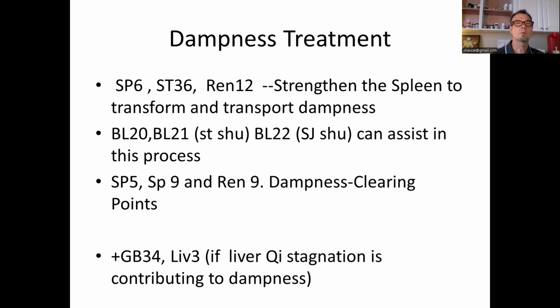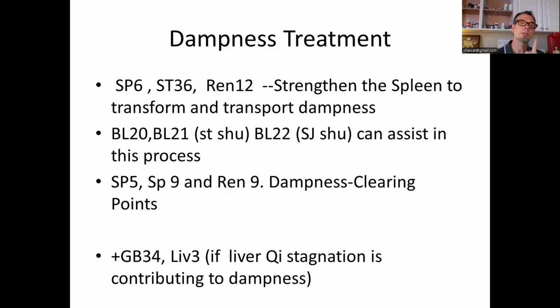Bladder 20, bladder 21, the back shu points. Bladder 20 is the spleen shu, bladder 21 is the stomach shu. If you're seeing some dampness, a little moxa on that will help. It's really trying to enliven the yang components of that yin organ to get it to function better. Bladder 22 is the Sanjiao shu. That can also help with fluids that are stuck. It can assist with the process of moving the fluids around.